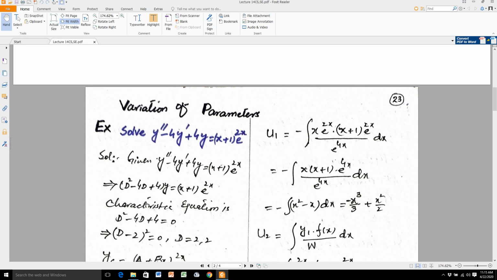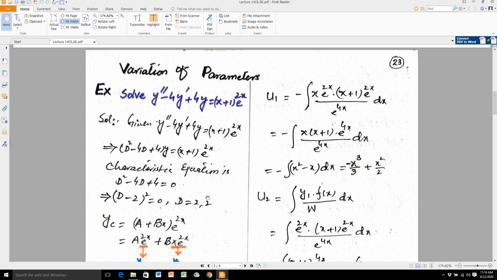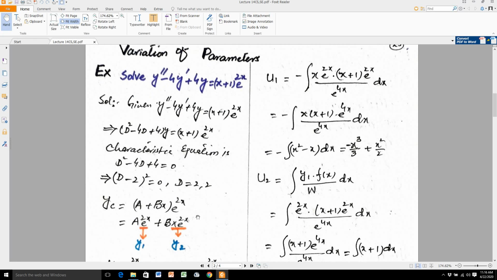First we see the characteristic equation, that is d square minus 4d plus 4. This part is called the characteristic equation. So the characteristic equation is d square minus 4d plus 4 is equal to 0, and you know that it is a complete square, d minus 2 whole square. This implies d minus 2 whole square, and you get d is equal to 2 and 2. And you see here what type of roots we obtain after solving this characteristic equation, that is 2 and 2. So here the roots are real and repeated.